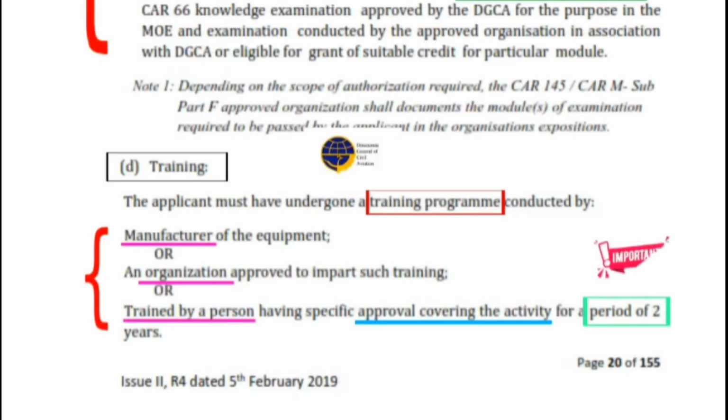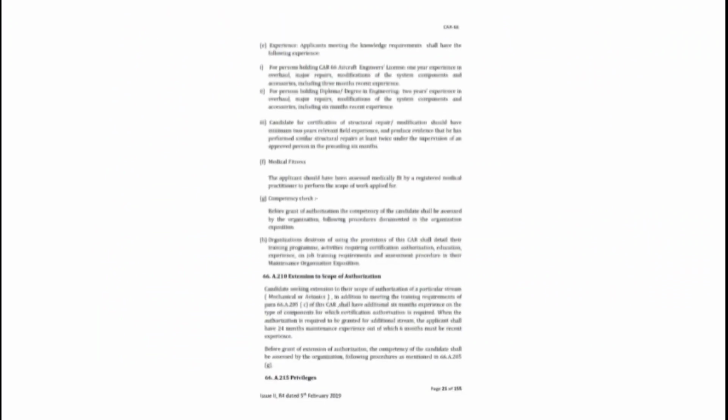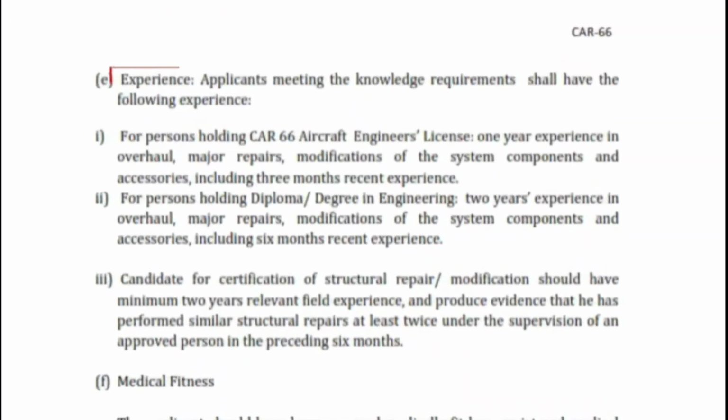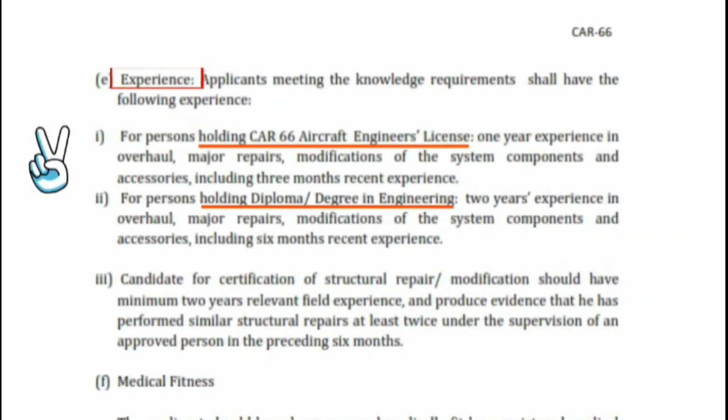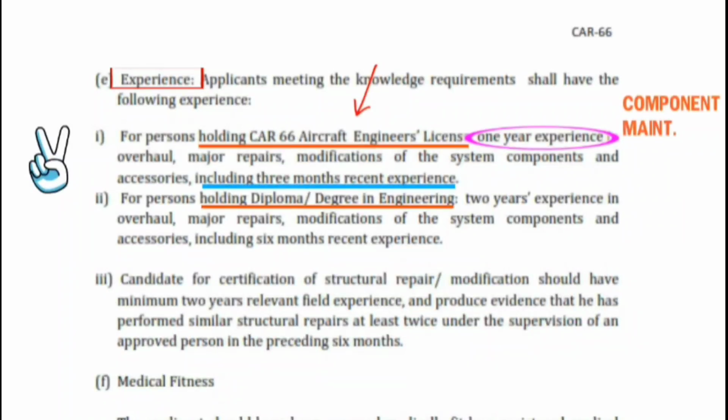Important one. So for becoming a component certifying staff, what is the experience requirement? Now we know there are 2 kinds of applicant. One can be a license holder and other can be a non-license holder. So for a license holder, the experience requirement of component maintenance means he should have performed maintenance in a workshop. He should have a total experience of 1 year in component maintenance, and 3 months should be the recent one for which authorization is to be issued.